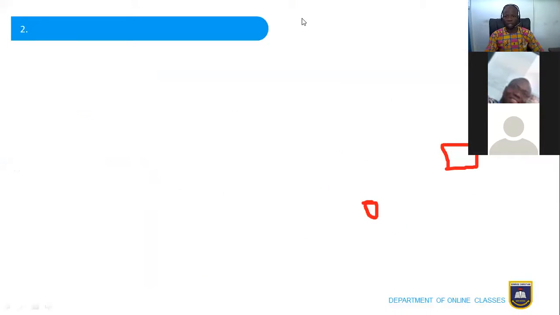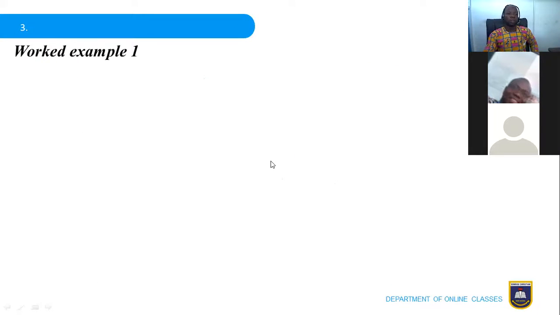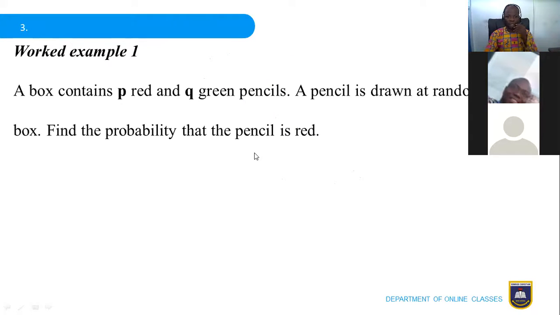Now, let's move on with an example. We shall solve an example then. The first example is this. A box contains P red and Q green pencils. The number of red pencils is the small p, and the number of green pencils is the small q. A pencil is drawn at random from the box. Find the probability that the pencil is red. To find this, we know it's going to give us the number of red pencils over the total number of pencils in that particular bag.